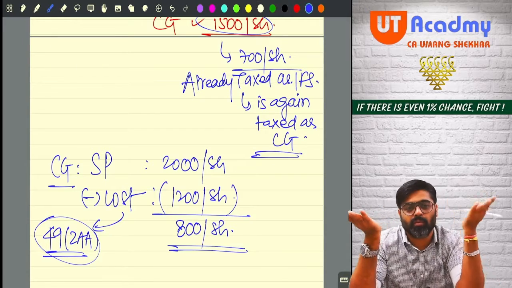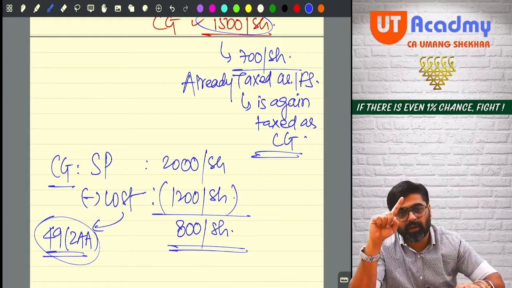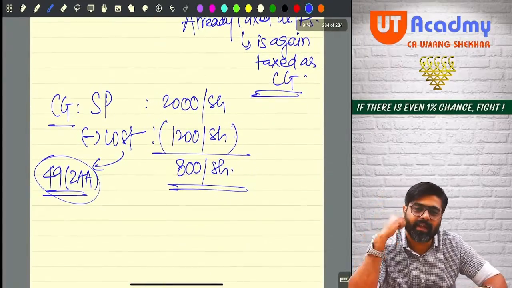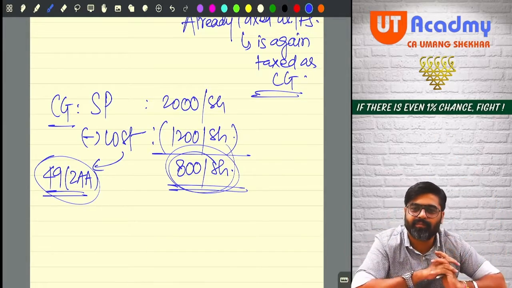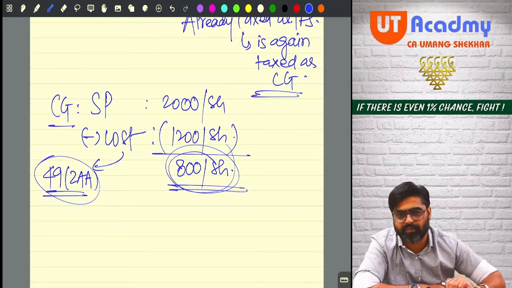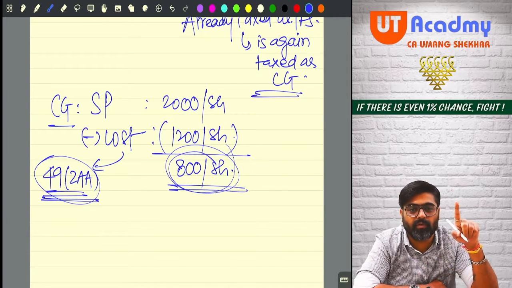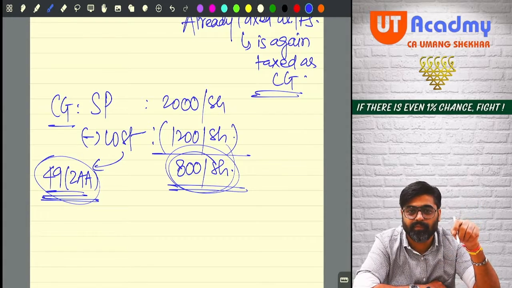2000 you are selling, you bought for 500, 1500 gain. Out of 1500 gain, 700 already taxed in the form of perquisite. So now how much should be taxed as capital gain? Only 800. 700 plus 800, 1500. Got it? That 700 which got taxed earlier will not be taxed again in the form of capital gain. Done. This 49(2) will again come in front of you when we'll be doing capital gains. That time I will tell you that we have already done this part. Will you be able to recollect that time? Let's see. We hope.